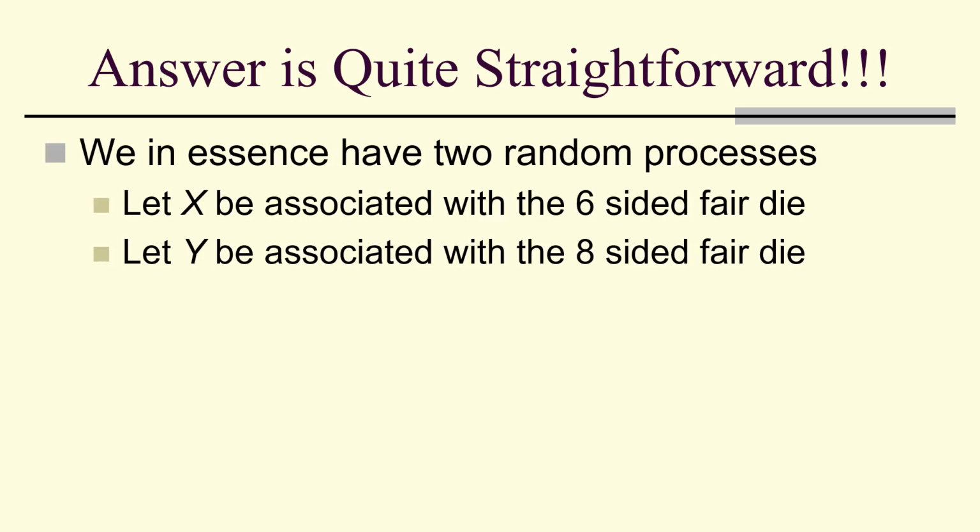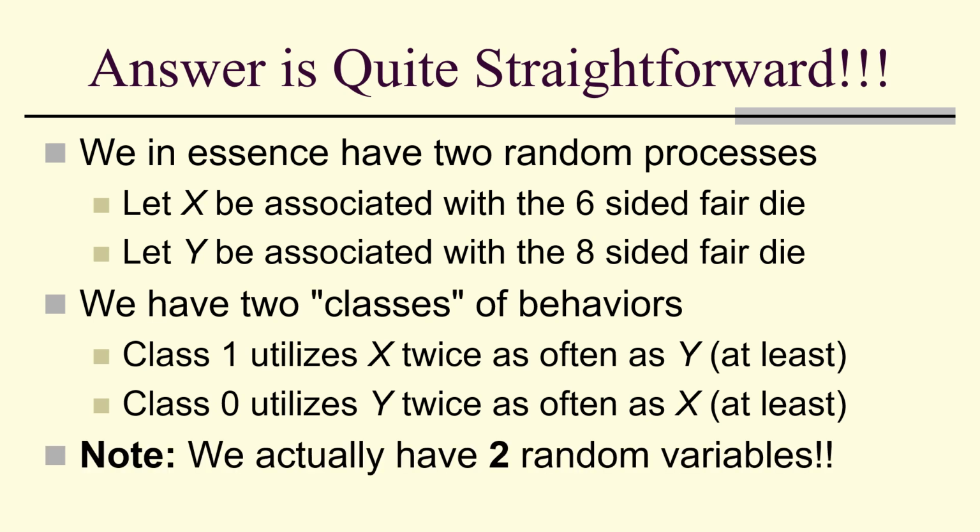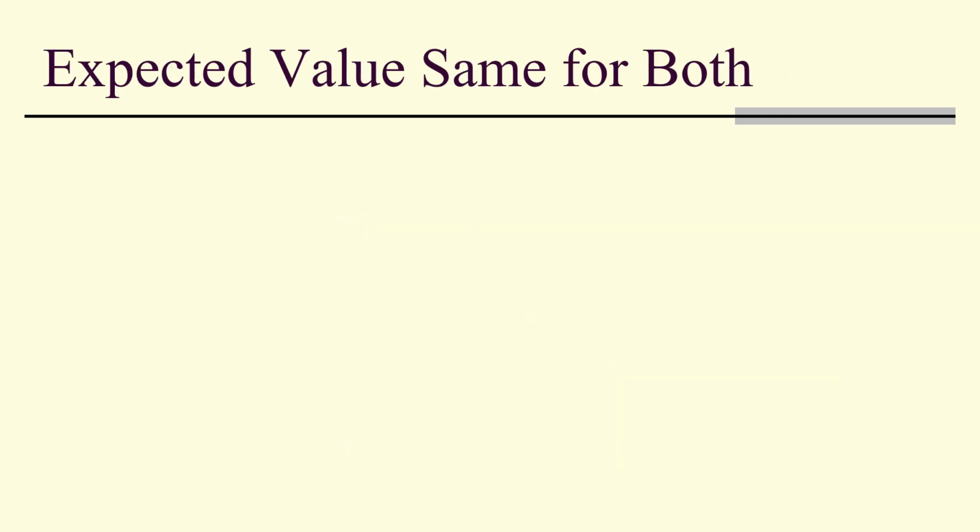We have two random processes. X is the variable associated with the 6-sided fair die, Y with the 8-sided fair die. We have two classes of behaviors. Class 1 uses X twice as often as Y at least, and Class 0 uses Y twice as often as X at least. Note, we actually have two random variables.